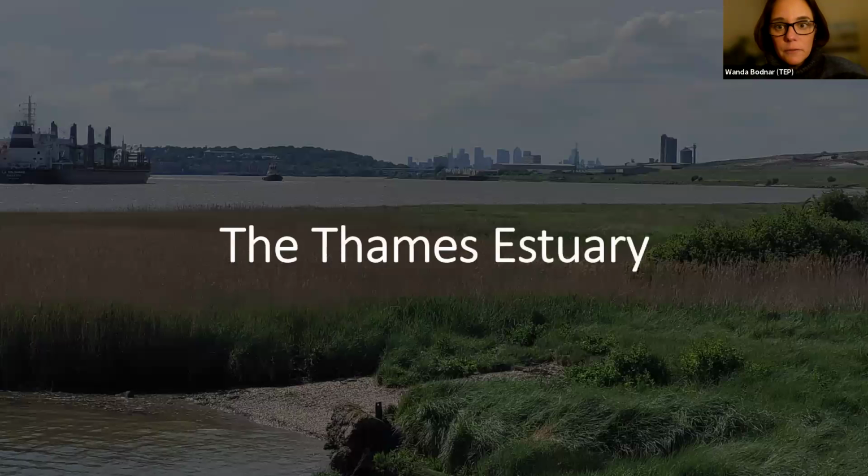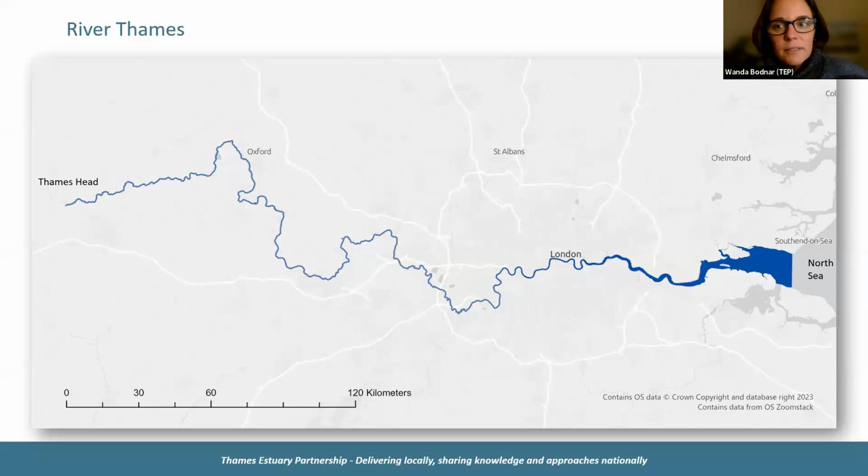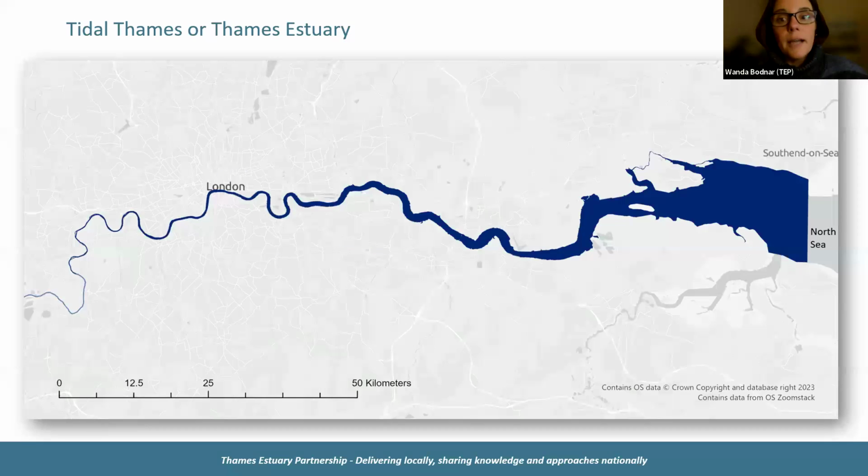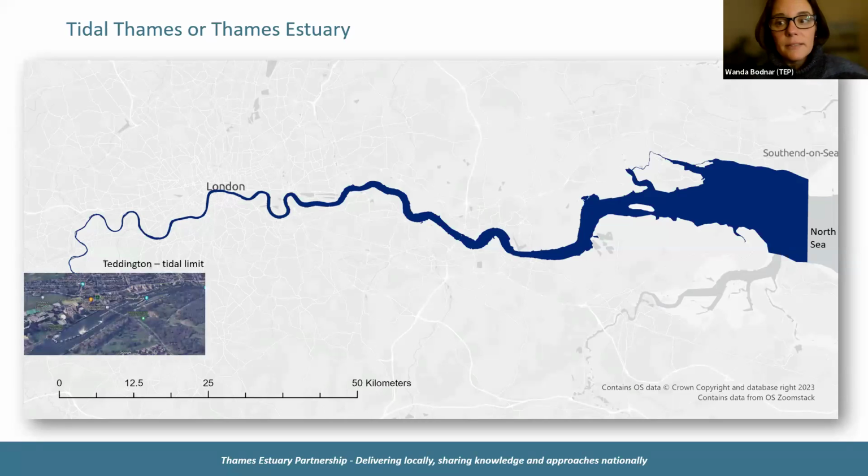So to start off, what we mean by the Thames Estuary. So we should distinguish between the River Thames, which is a 345-kilometer long river rising from a series of springs in the Cotswolds and flows into the North Sea, and the tidal Thames or the Thames Estuary, which is part of the river that is under the influence of the tides. The tidal limit is at Teddington, where a complex of 3 locks and a weir was built for water management purposes in 1810.